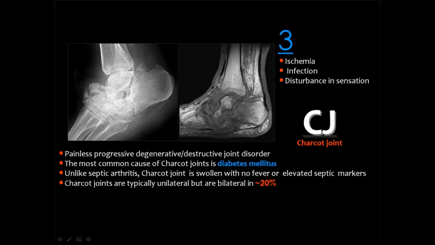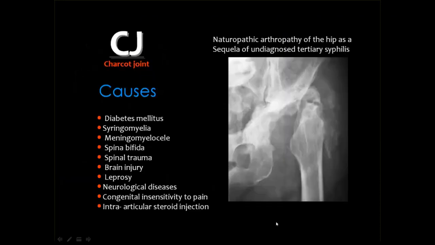And this joint has three underlying pathologies: the ischemia, the infection, and the disturbed sensation. This Charcot joint is commonly seen in diabetic patients because they have the three factors contributing to the development of this Charcot joint. Charcot joint is typically unilateral and may be bilateral in about 20% of the cases.